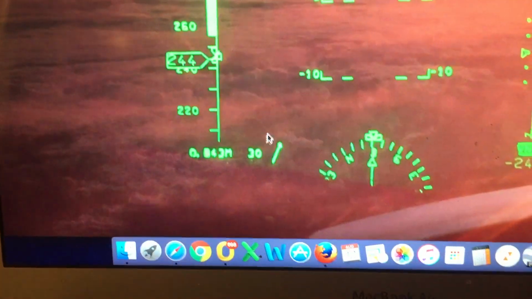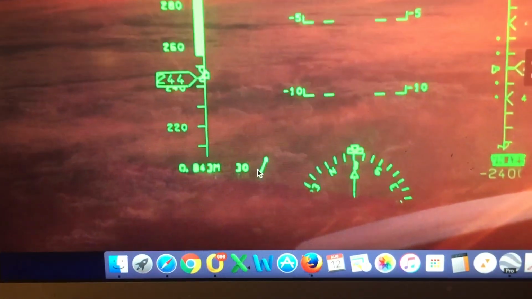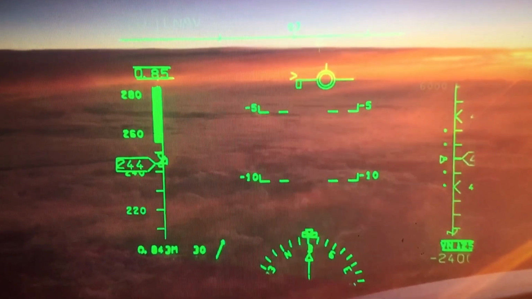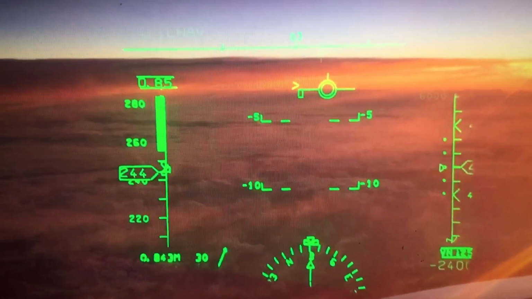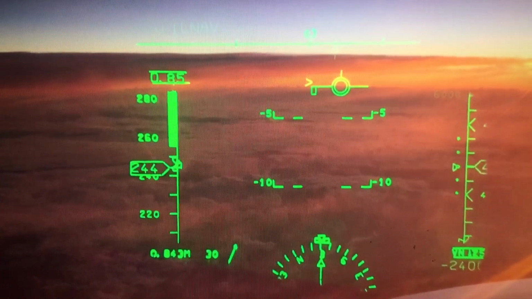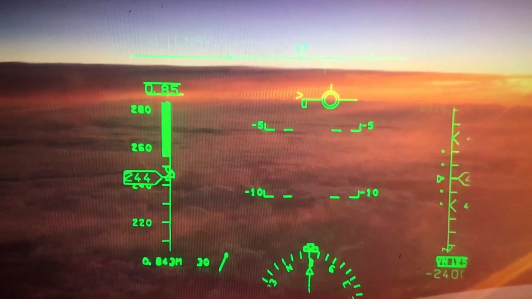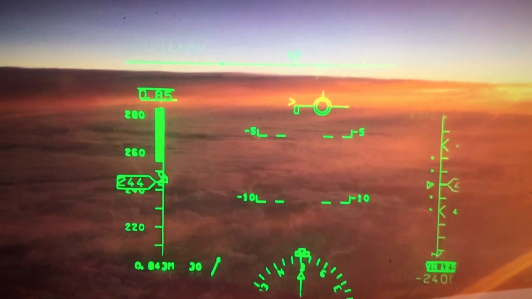You'll see down here the little wind arrow. We had about 30 knots of tailwind. Our cruise speed is about 470 knots. So our ground speed was around 500 knots at this point of the flight. Therefore, for a 3-degree descent angle, we're going to be looking for 2,500 feet per minute.